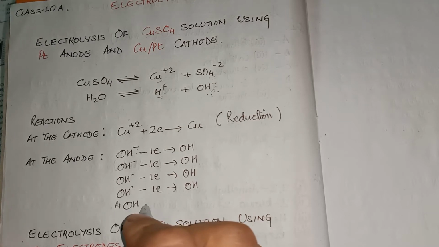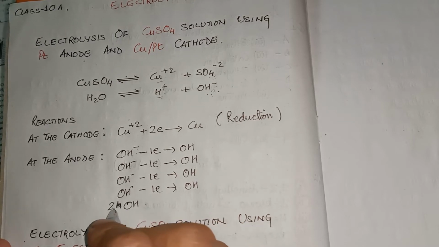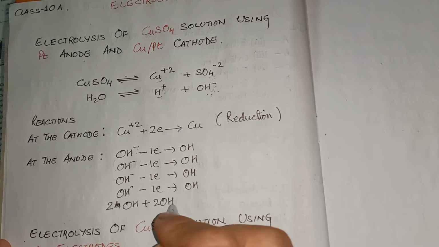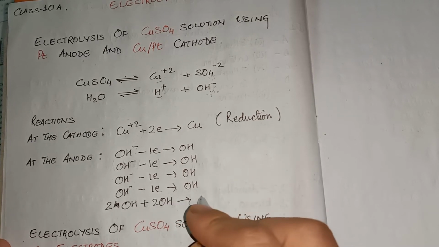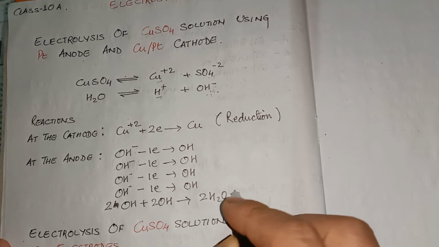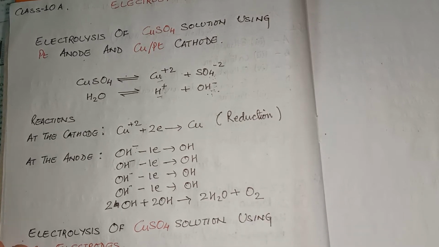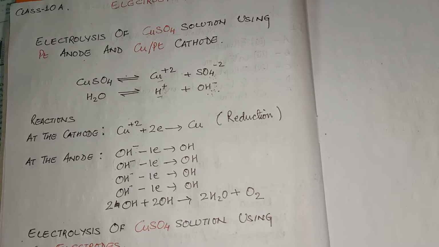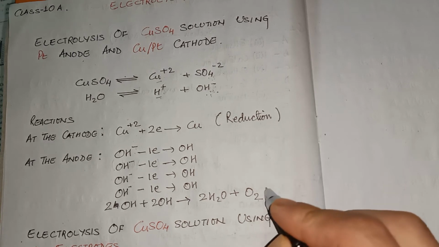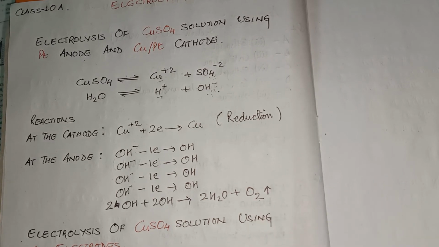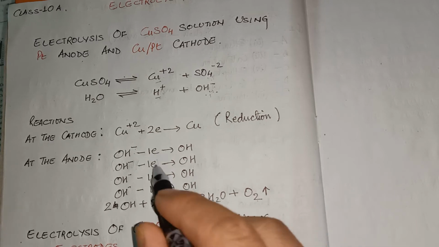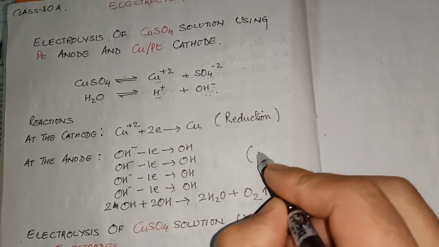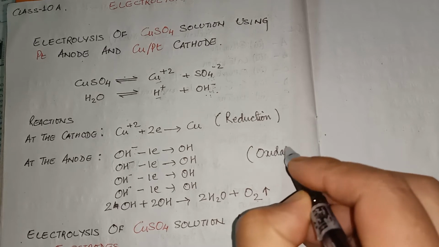Now these 4 OH will combine with each other. I'll write it this way: 2OH plus 2OH will combine to form water, and oxygen will be produced. Always remember, when hydroxide ion gets discharged, the product will be oxygen. So at the anode, which gas will be produced? Oxygen gas will be produced. These are the reactions taking place at the 2 electrodes, and this is loss of electrons, so it is oxidation.